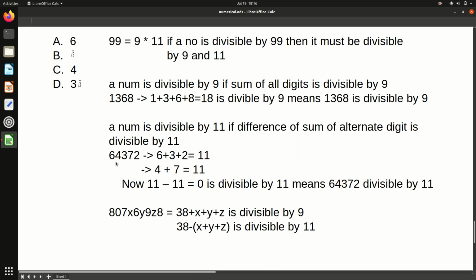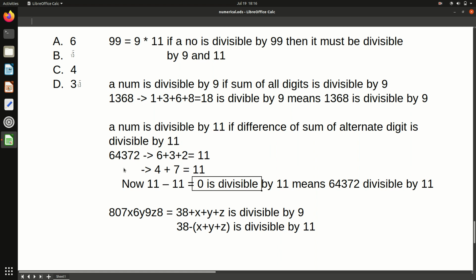Now take the sum of all digits at even positions. So second and fourth: 4 plus 7, so the sum is 11. Now take the difference: 11 minus 11 is 0. If this difference is divisible by 11, it means this number is divisible by 11. This is the rule of divisibility by 11.